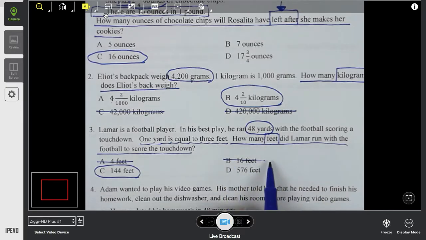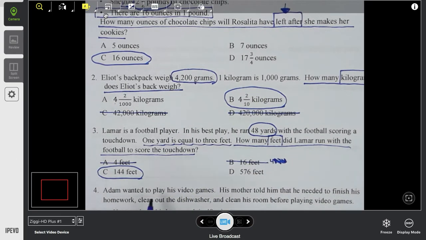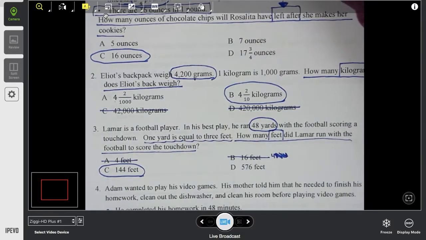If you got 16 feet, you divided 48 by 3 to get 16, but we're not dividing because we have to put 3 of these feet in every one of those yards, so it's a multiplication problem. Then I just have to look at these other two. This is way too large for my estimations, and when I did my multiplication, 48 times 3, it becomes 144. Okay, all right, let's look at the next one.